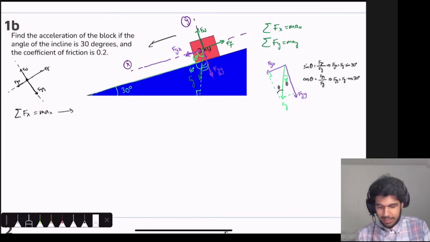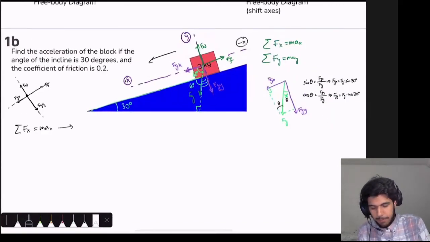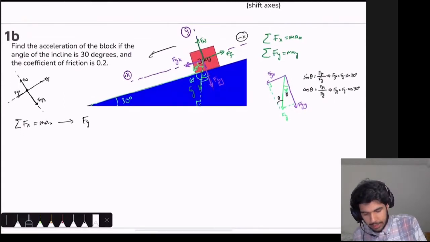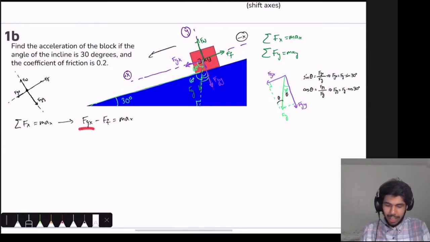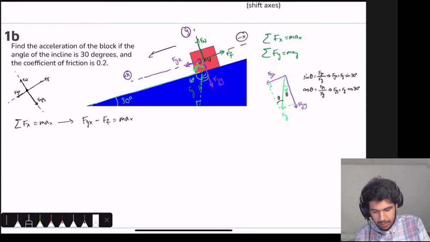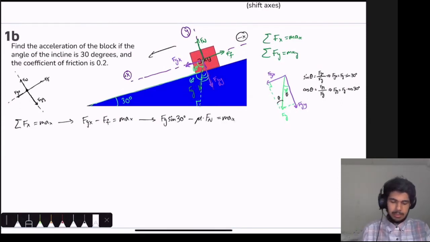So what are the sum of the forces in this direction? Well, let's see. We let this be x. I'm just going to say that this is the positive x direction, and then negative x is over here. So if we do that, then we have Fgx minus Ff equals max. So we're getting a little bit closer there. And we kind of already know what Fgx is, and we kind of know what Ff is. Fgx comes from what we just computed with the sines and thetas. So that is Fg sine of 30 degrees. And by formula, Ff is mu times Fn. And we're saying that equals m times ax.